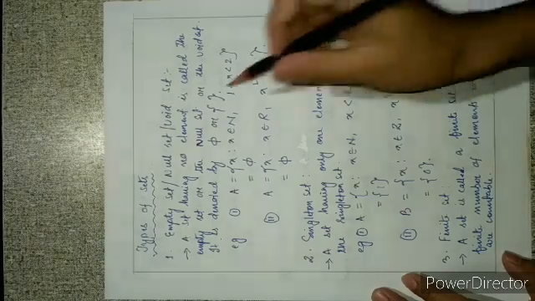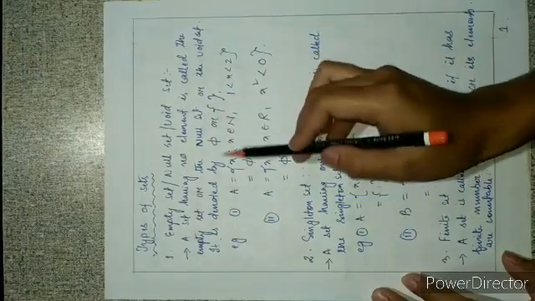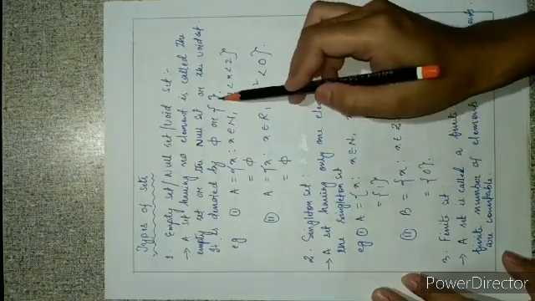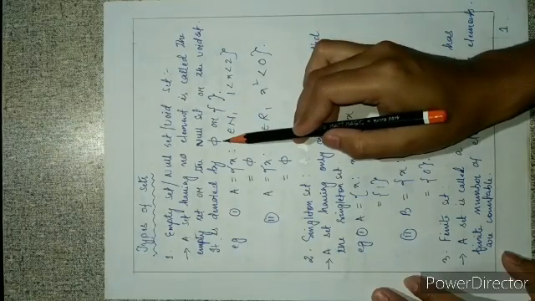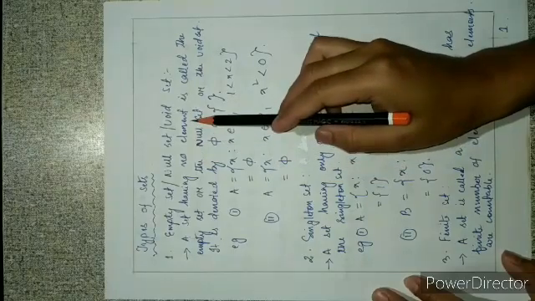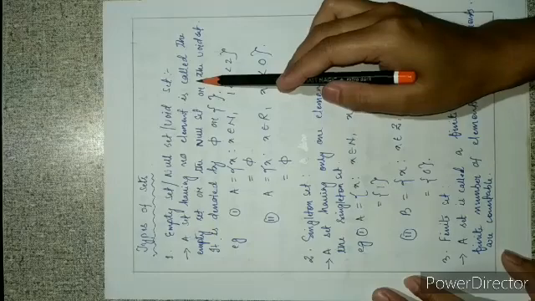A set having no element is called the empty set or null set or the void set. It is denoted by phi or second bracket having no elements. A set with no elements is called empty set.